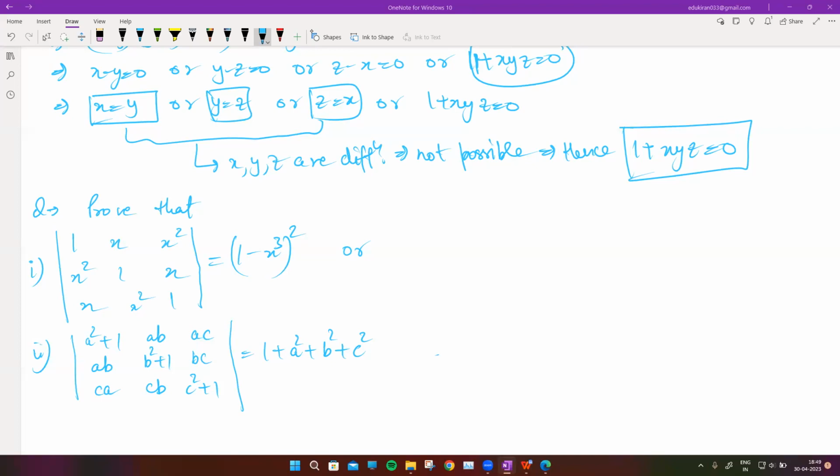Yes, can someone tell me how you are solving? What is the first approach? What is the first step taken to solve this one? First one, 1, x.